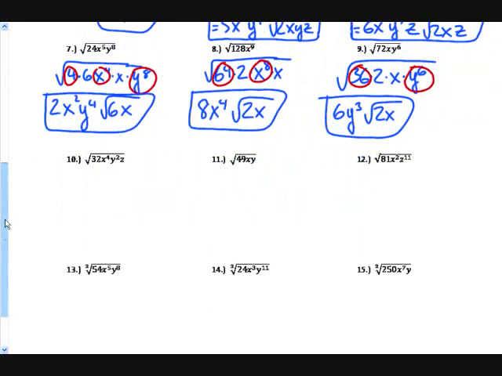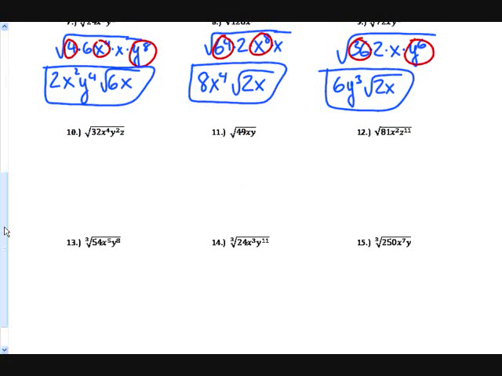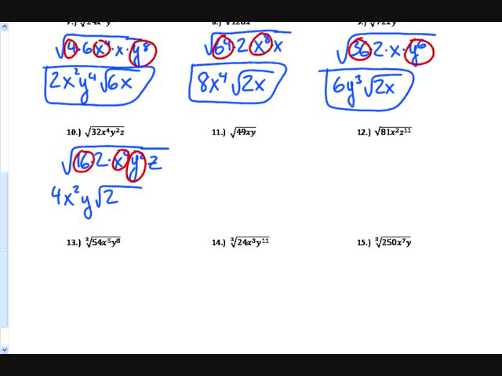For number 10, the largest perfect square here for 32 is going to be a 16. So it's 16 times 2. x to the fourth is already a perfect square. y to the second is already a perfect square. And z I can't change to make it a perfect square. So now the square root of 16 is a 4. The square root of x to the fourth is an x squared. The square root of y to the second is a y. And now underneath my radical, I still have a 2 and a z. And that's it.